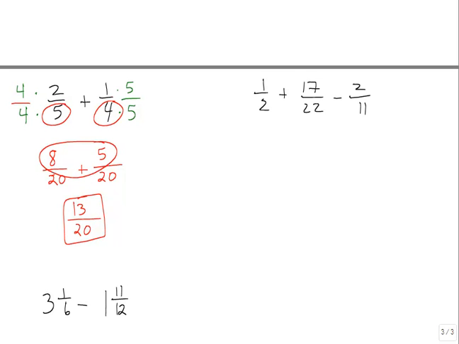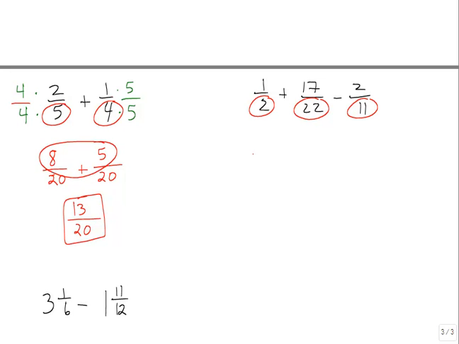Okay, this next one has 3 fractions in it. So first thing we're going to do is look at all of our denominators, 2, 22, and 11, and try to figure out what the least common denominator should be. Well, I know that 2 times 11 is 22, so if I used 22 for my common denominator, all of these numbers would be divisible by that. So 22 is the perfect choice.